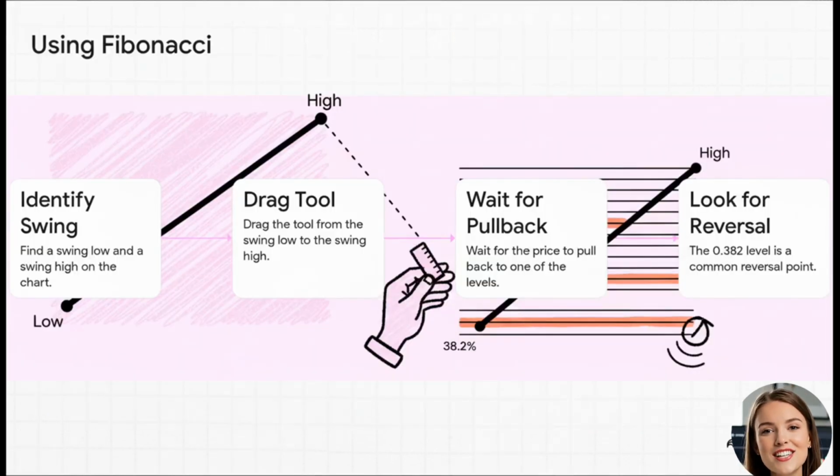And using it is actually pretty methodical. You find a clear market move, say from a bottom to a top, and you literally just drag the tool across it. It then projects these critical percentage levels onto your chart. Traders then keep a close eye on those levels, especially the 38.2% and the famous golden ratio at 61.8%, looking for the price to bounce.